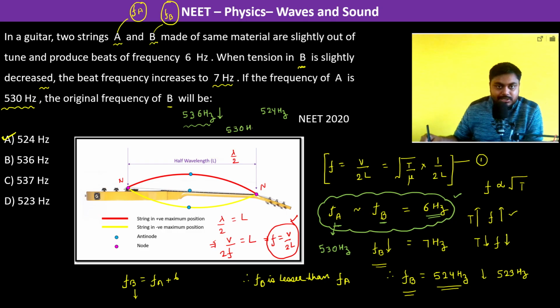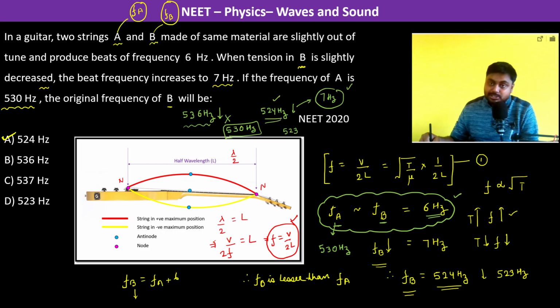Now if by decreasing tension the FB decreases, then the difference between 536 and 530 will also decrease, but this is not the case. Here if this decreases, it goes to 523, then the beat frequency becomes 7 Hz. So therefore again we can see that 524 is going to be the answer.